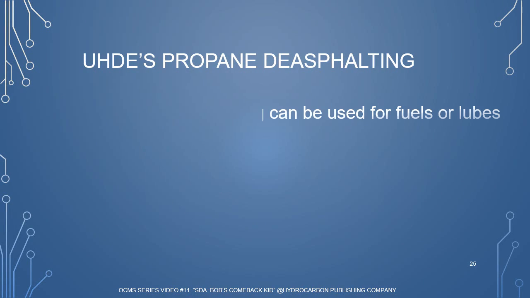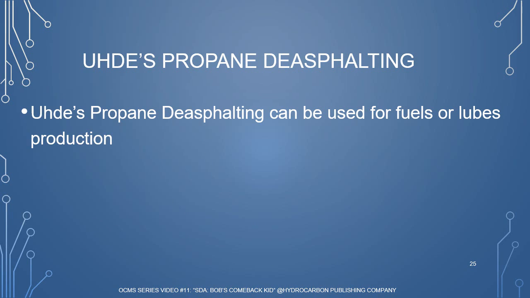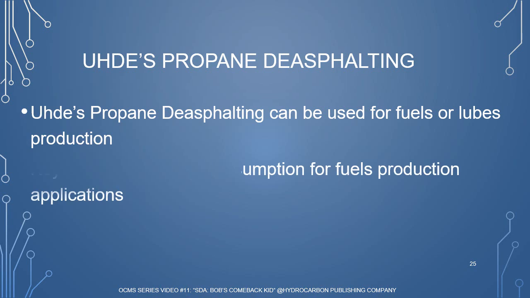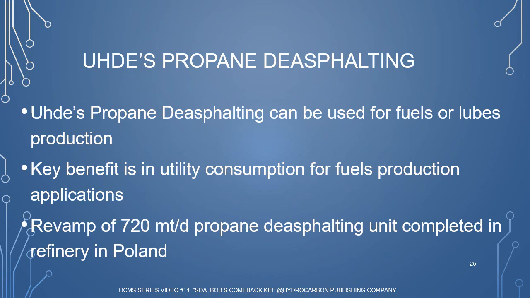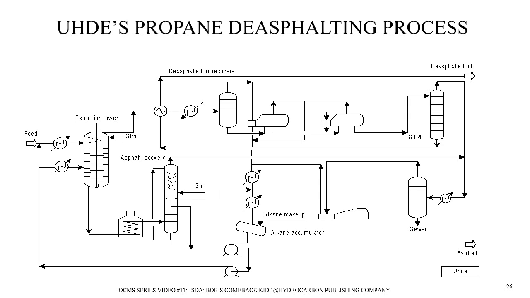UOP's propane deasphalting is used for fuels or lubes production. The key benefit of this technology is in utility consumption for fuels production applications. A 720 metric ton per day unit was completed at a refinery in Poland. Here is a process diagram for UOP's propane deasphalting technology.